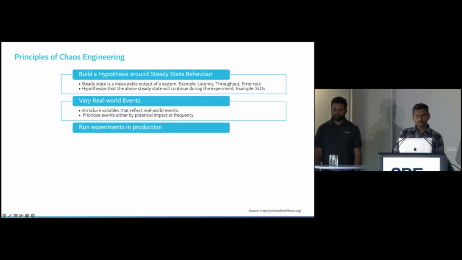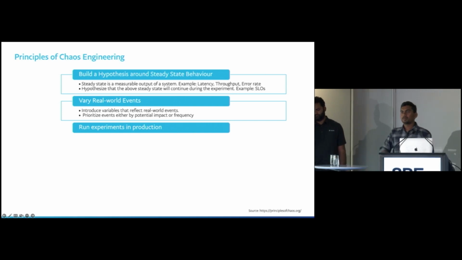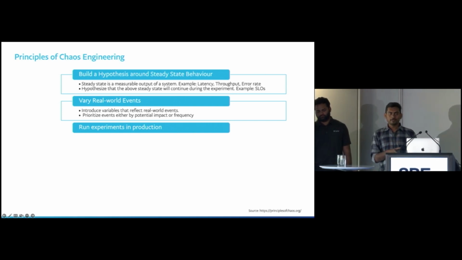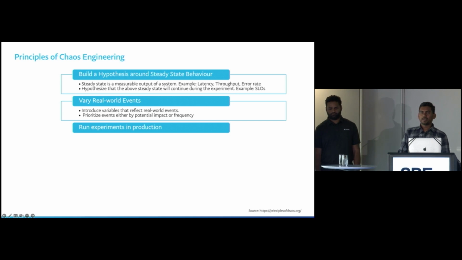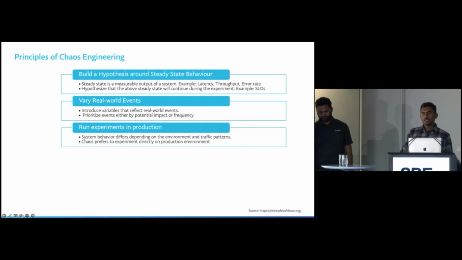The next principle is run experiments in production. When we first take this to any team, this is a bit controversial, because why would you want to intentionally break things in production? But the real impact of chaos, we can only see when we do things in production. The systems' behavior changes depending upon the environment and traffic patterns.